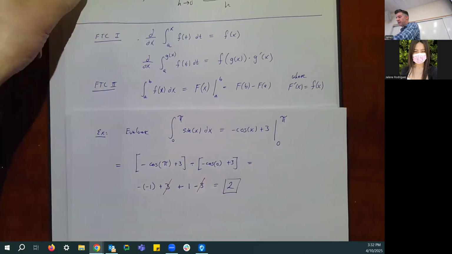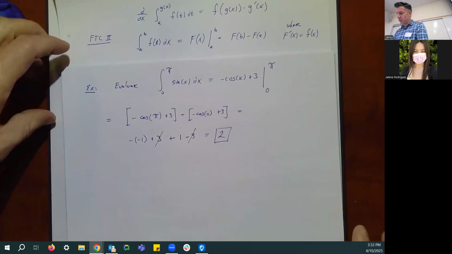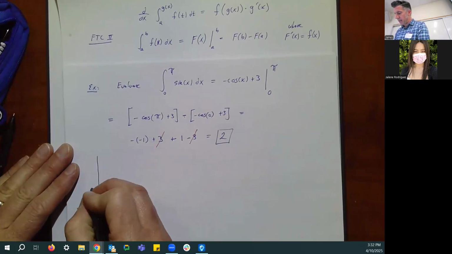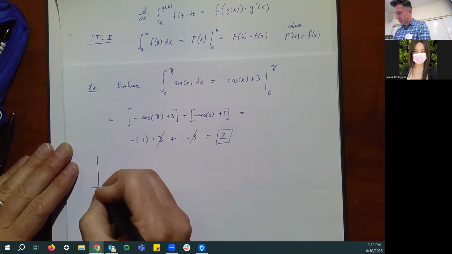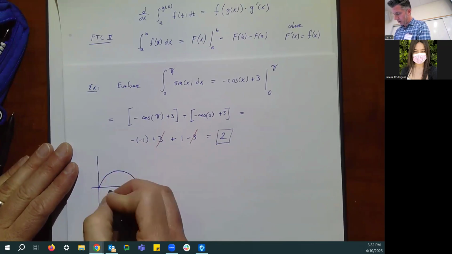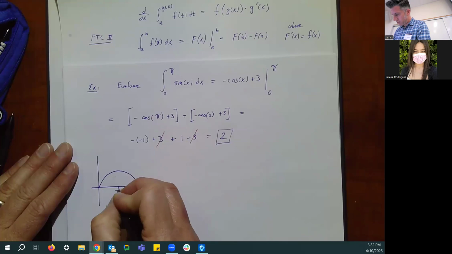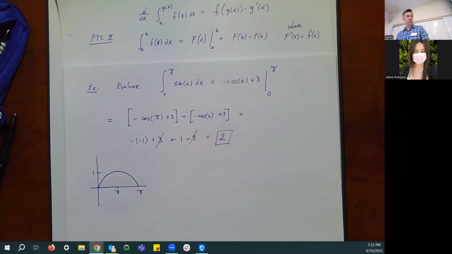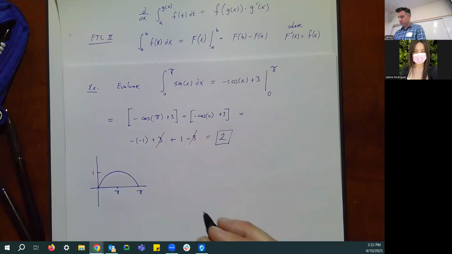So that means that not just the area under the curve, but the net area that is above the x-axis and under the curve is 2. Here it just looks like that, right? That's what that function looks like, that part of the function.